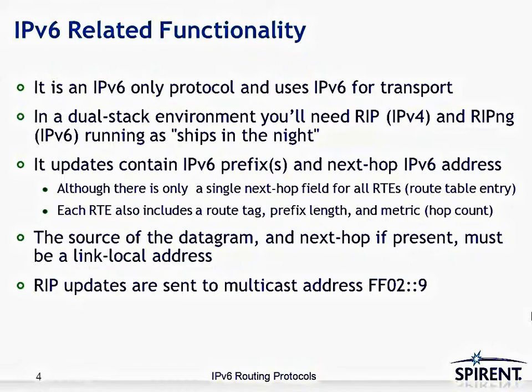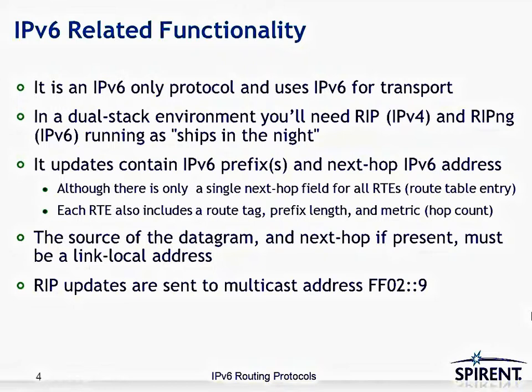The IPv6 related functionality as it relates to RIPng. Well, RIPng is an IPv6 only protocol and uses IPv6 only for its transport. So if you're running in a dual stack environment, you'll be running RIP for IP version 4 and RIPng for IP version 6 as separate processes, often referred to as ships in the night. Its updates contain IPv6 prefixes and a single next hop IPv6 address. Each route table entry includes a route tag, prefix length, and metric, which is a hop count.